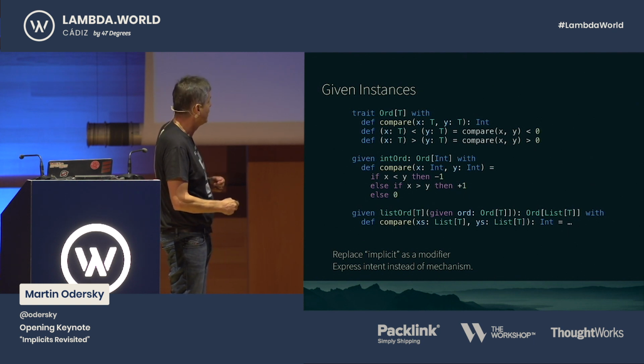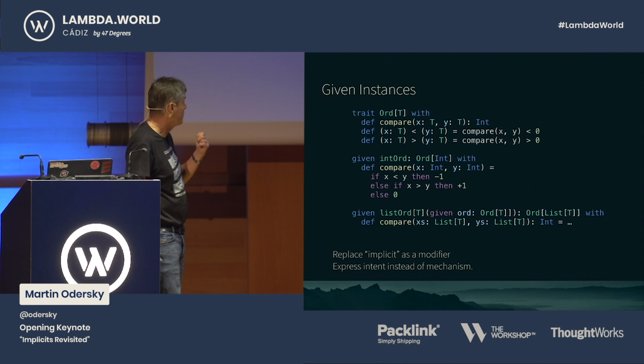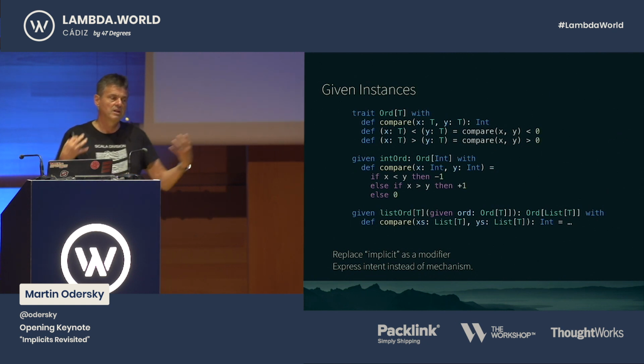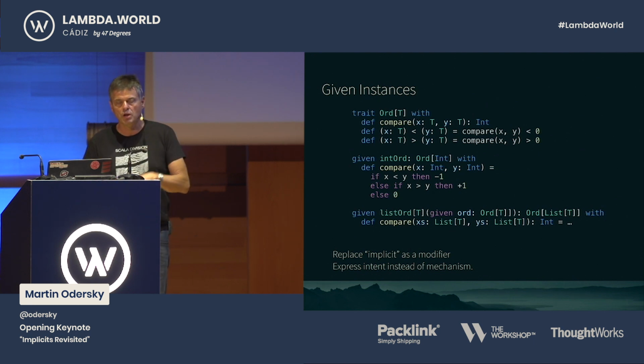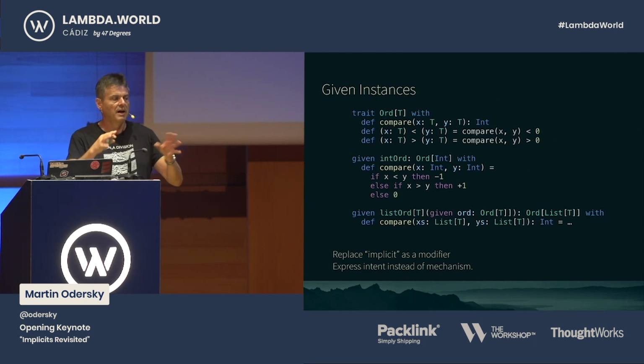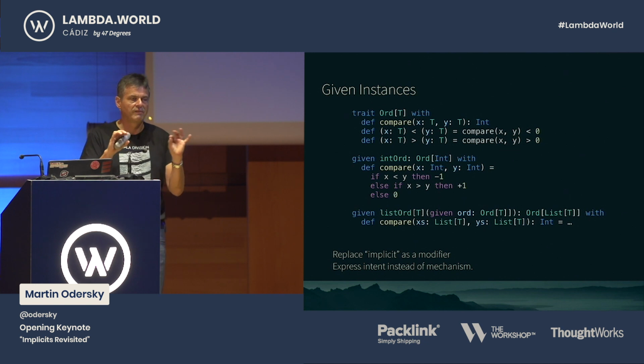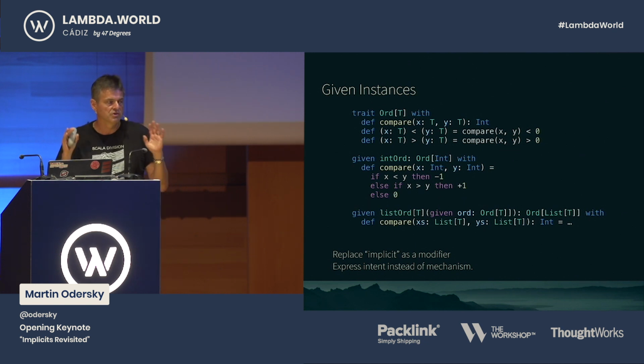And then if you have an ordering of t, you can construct an ordering of list of t. And that's what its compare method is. So you see that whether it's conditional or not, previously it was like an implicit object or an implicit def or an implicit class, and all these things had to be constructed in a very subtle way. Now it's just given.